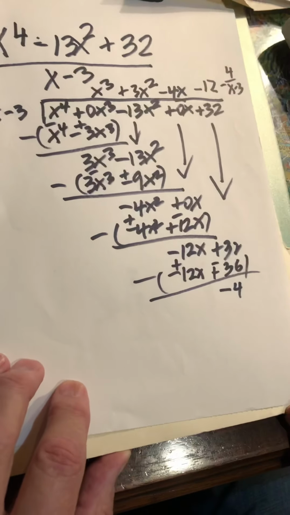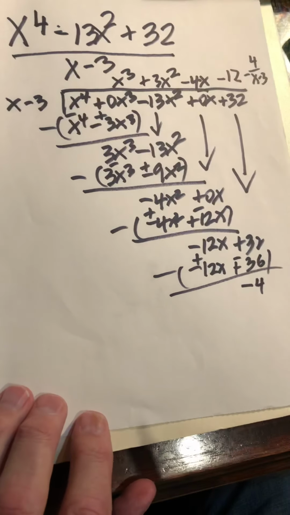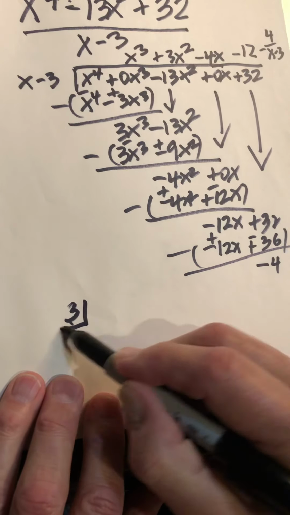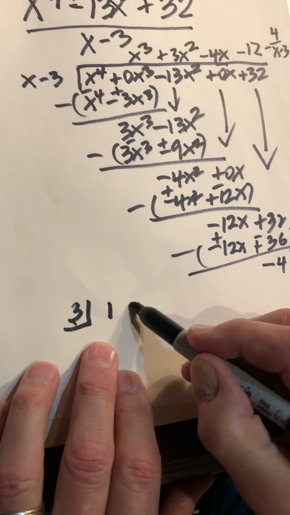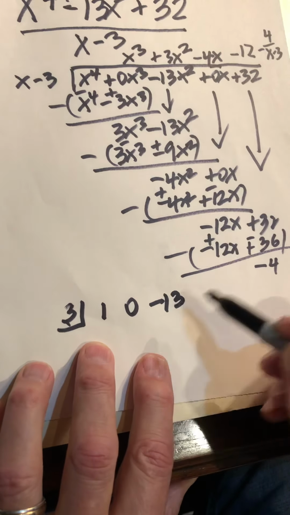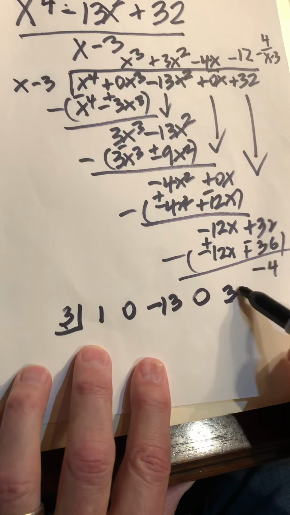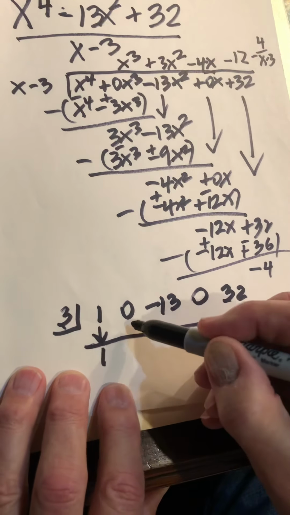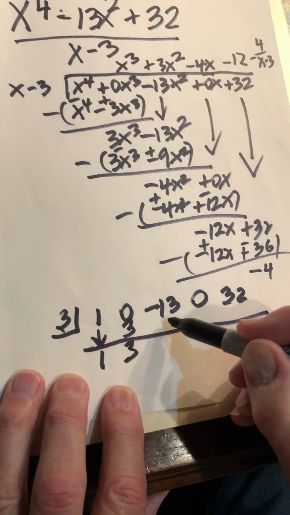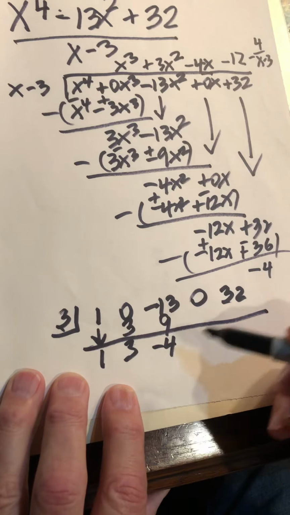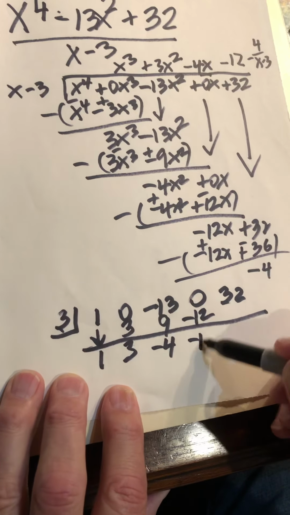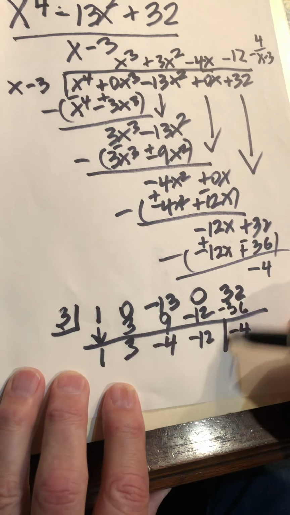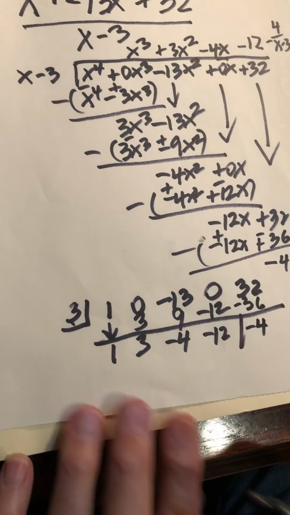But look how fast it goes with synthetic. All right, with synthetic, this is going to be super easy. That's going to be a plus 3 in the box because I changed the sign. 1, 0, negative 13, 0, 32. Watch how fast it goes. This is why this is such a good technique. 1, 3, 3, 9, negative 4, negative 12, negative 12, negative 36, negative 4. The last term is always the remainder, and there you've got it.